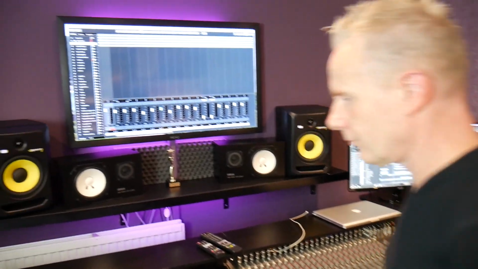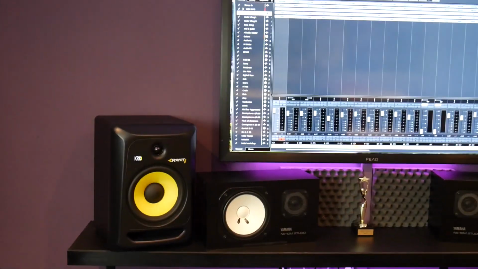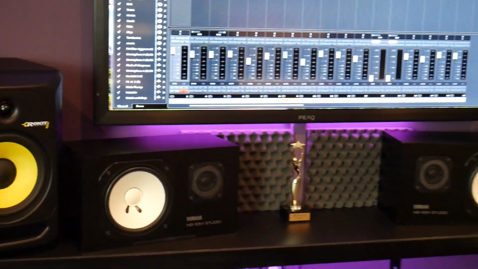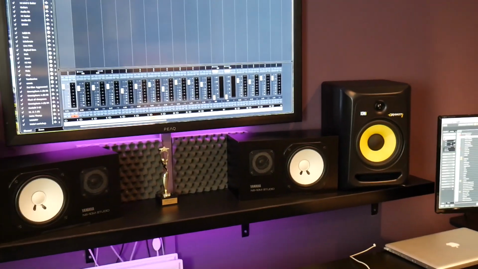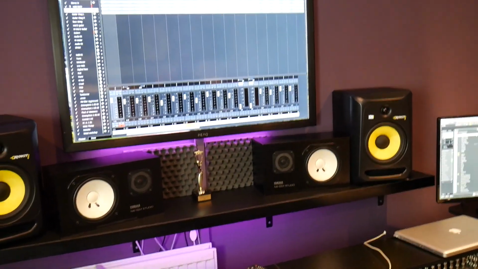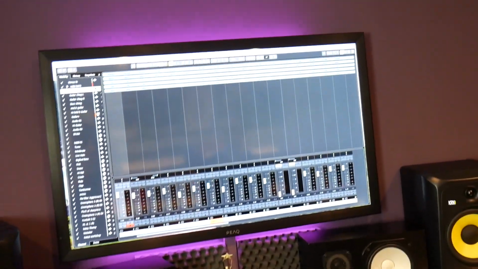Absolutely. Okay, well, I'm just looking at your monitors there. So you've got the KRK Rokits. Those are the biggest Rokits I've ever seen. And you've got the NS10s. So the Rokits are there because the NS10s are the industry standard. Yeah, and you need the Rokits for that bottom end. Yeah.